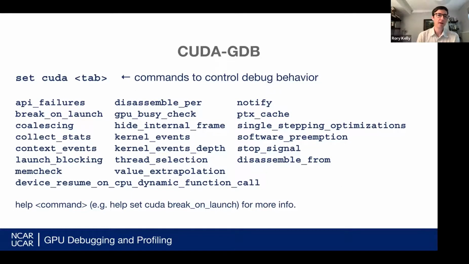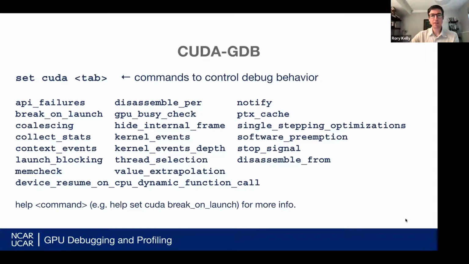The memcheck tool is pretty much exactly like the compute-sanitizer version of memcheck, but you can also run that inside the debugger. Launch blocking is pretty useful. You might be having a bug that is some interaction in synchronization between your GPU code and your CPU code, and launch blocking will cause the kernels to block until they complete.